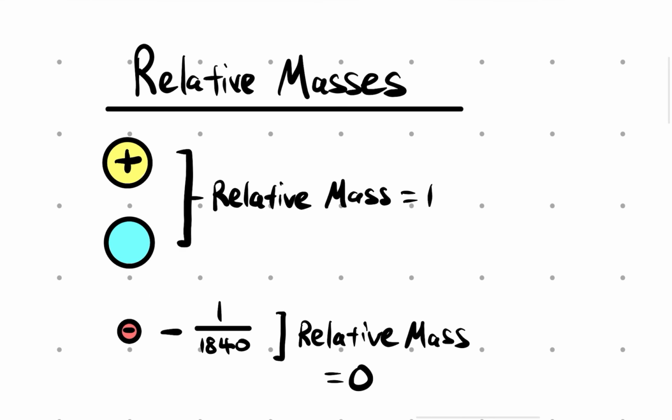Now, let us take a look at the relative masses of these subatomic particles. The proton and neutron are about almost the same size. Therefore, relative to each other, we can say that the relative mass of the proton and neutron is 1. The electron, on the other hand, is about 1,840 times smaller. Sometimes its relative mass is even considered negligible, so you can write it as 0.